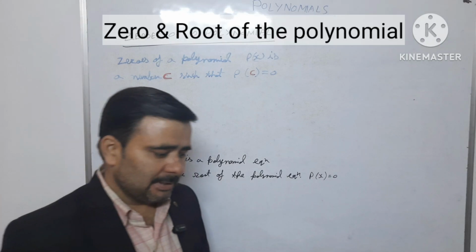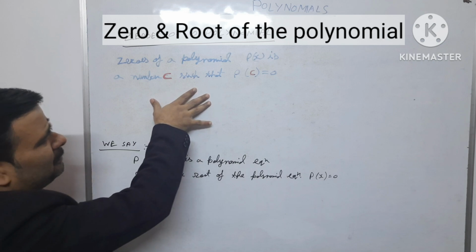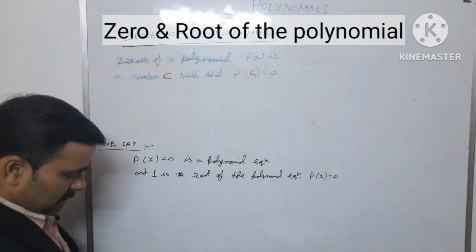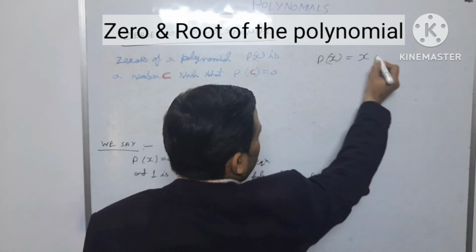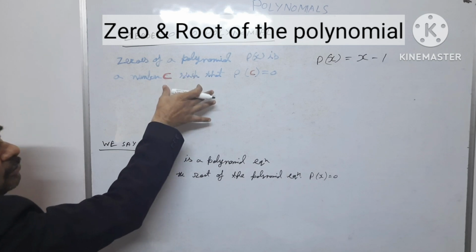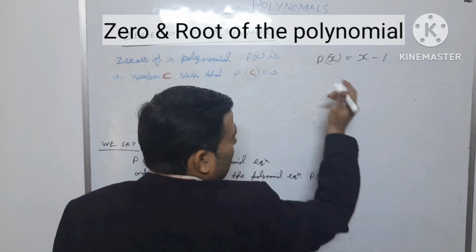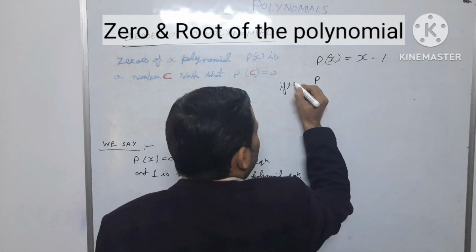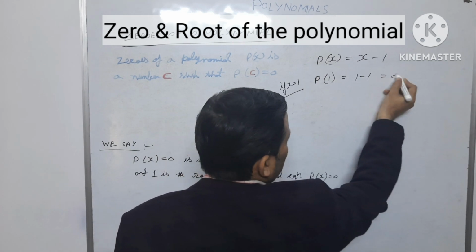Now we will discuss the zeros of a polynomial. A zero of a polynomial p(x) is a number c such that p(c) is equal to 0. Suppose we have a polynomial p(x) is equal to x minus 1. According to the definition, if we put x is equal to 1, then p(1) is equal to 1 minus 1, that is equal to 0.